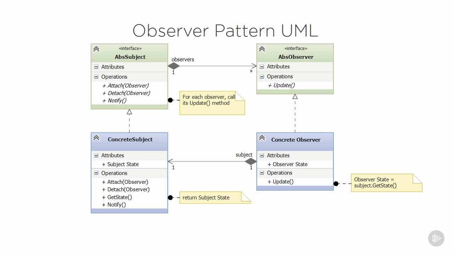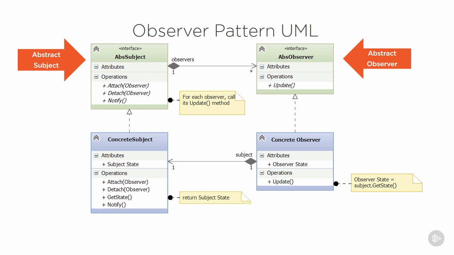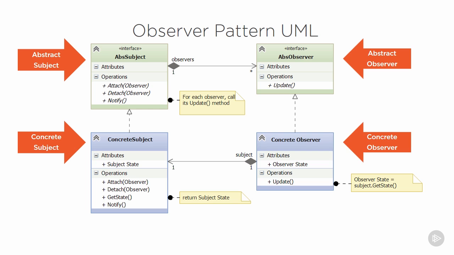Let's look at the UML diagram of the observer pattern. First, there is an abstract subject that contains the required methods attach, detach, and notify. Next, we have the abstract observer with its one required method, update. The concrete subject implements the required methods attach, detach, and notify. Commonly, it also implements a getState method for observers to use to obtain the subject's state when it changes. The concrete observer implements the update method.